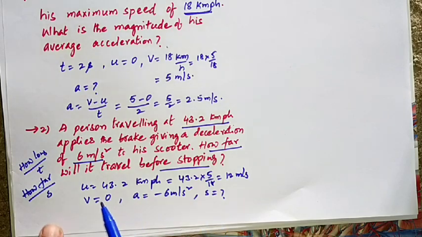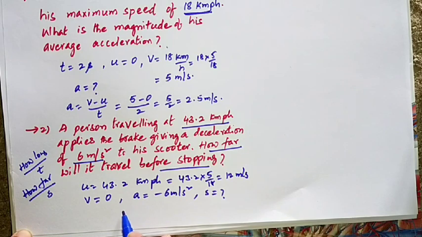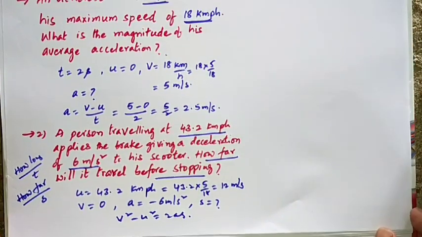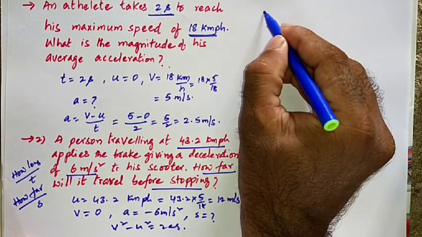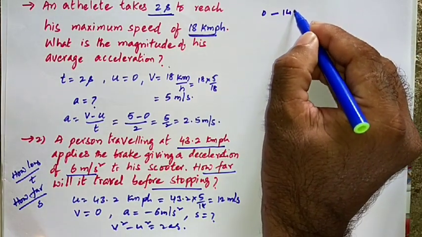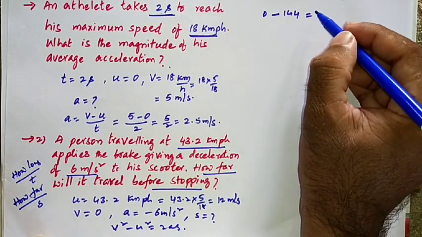Now see that what is given? U, V, A, S. Is there any formula connecting V, U, A, S? Right, so that is V square minus U square is equal to 2AS. This is the formula. Yes or no? Very good. Now substitute that. V square is 0, 0 square is 0 minus U square. U is 12 square, that is 144 is equal to 2AS.